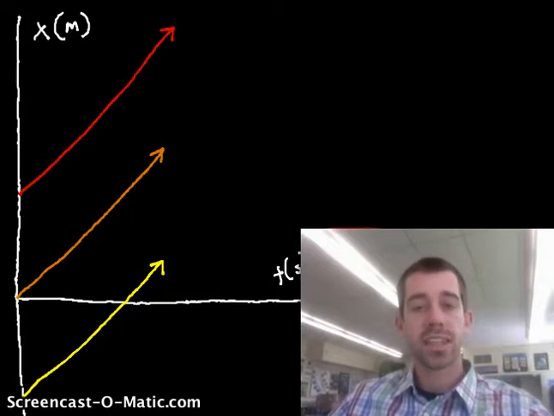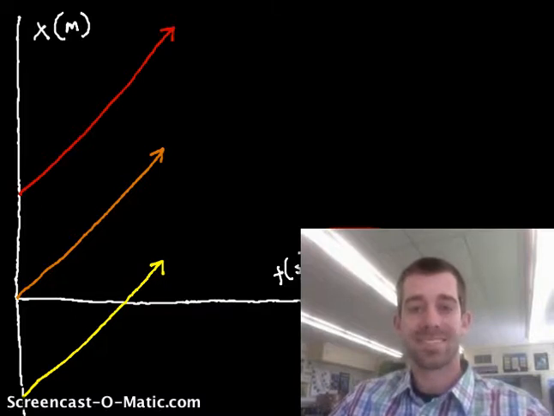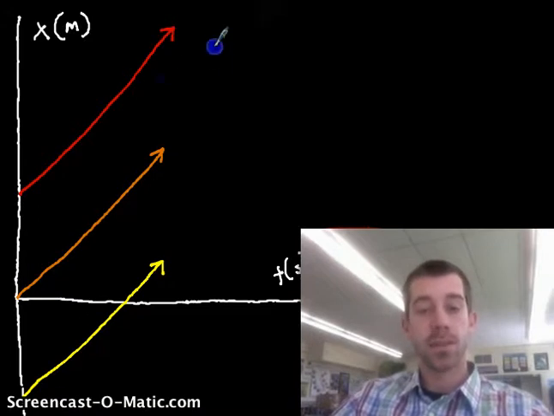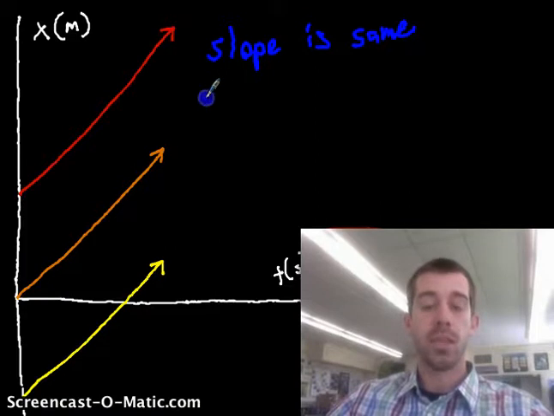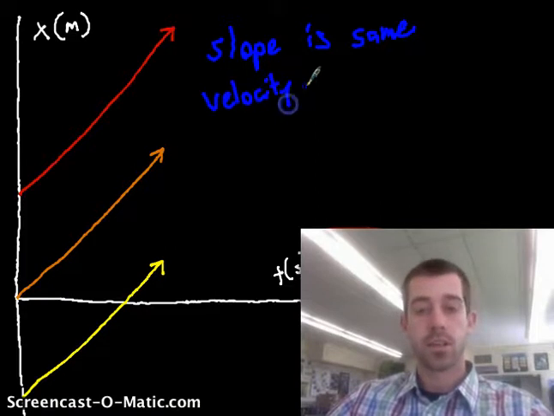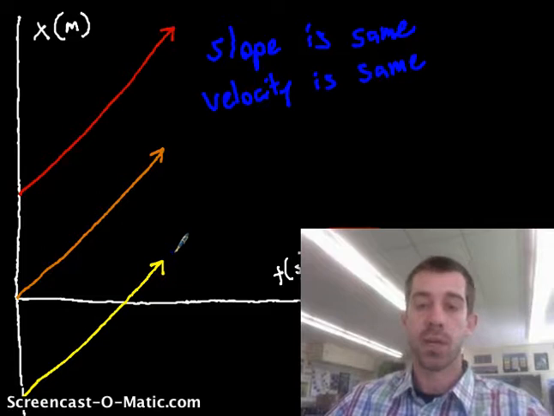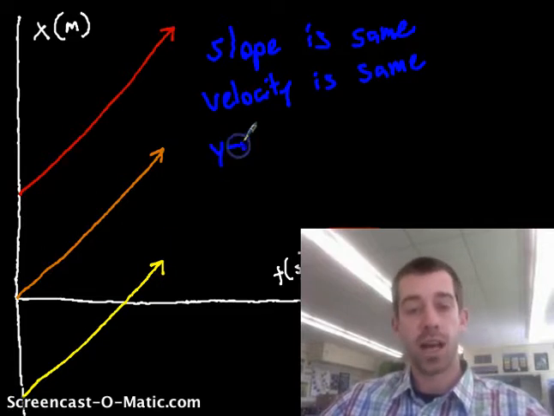Okay, take a second, pause it, look at these three lines, and think about what is different between these three different graphs. Okay, so hopefully you did that. You're going to notice, first of all, let's look at the slope. The slope is the same for all of these. They all have equal steepness. And since slope means velocity, we can also say that the velocity is the same for all of these. They all have positive velocity because they have positive slope, and it's the same amount of velocity. The difference is that they have different y-intercepts.